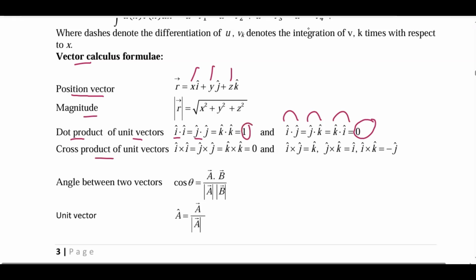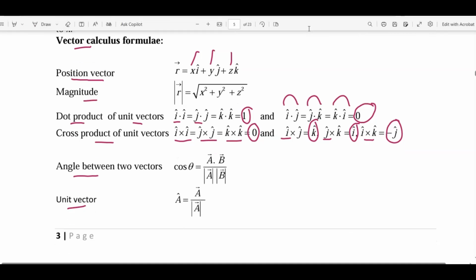Then the cross product: i cap cross i cap, if you have the same, it will be 0. If you have different, it will be the other one. So for i cross j, the answer will be k. If it is j cross k, the answer will be i. If it is not in order, then it will be negative j. Then you have the angle between two vectors: cos theta is a vector dot b vector divided by the magnitude of a vector into the magnitude of b vector. Then the unit vector a cap equals a vector divided by the magnitude of a vector. Those are the vector calculus formulas.